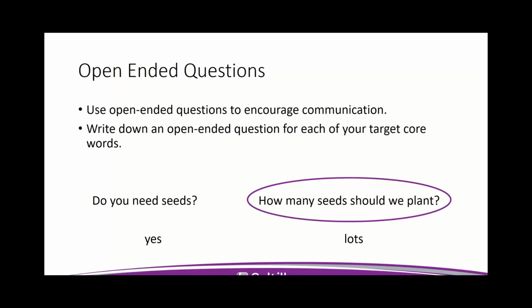So if we have those different words available, open-ended questions provide those opportunities for us to keep talking about it. And then if they say lots, we can show them different amounts, or we want lots of this color. We can expand on it. Whereas if we just say, do you need it? Do you want it? We're kind of stuck after they say yes or no, right?